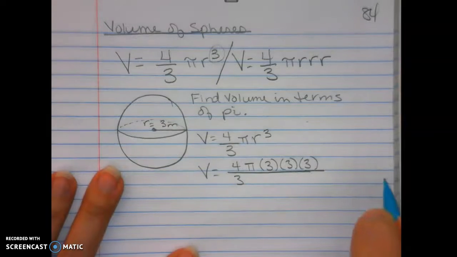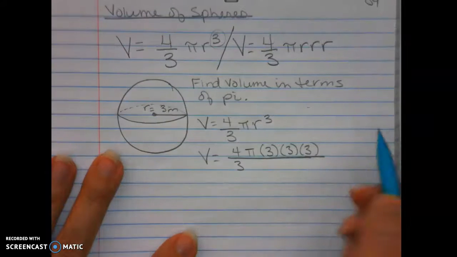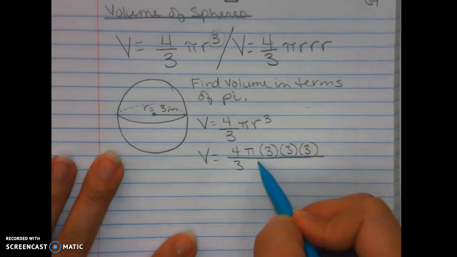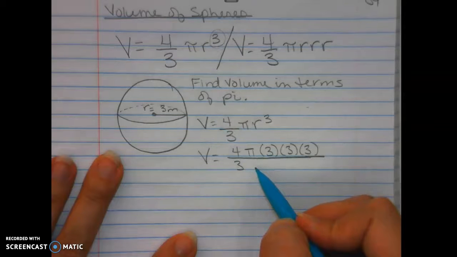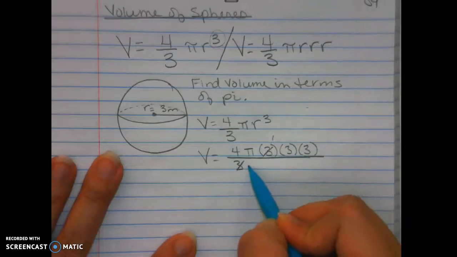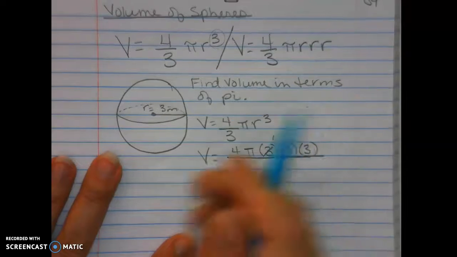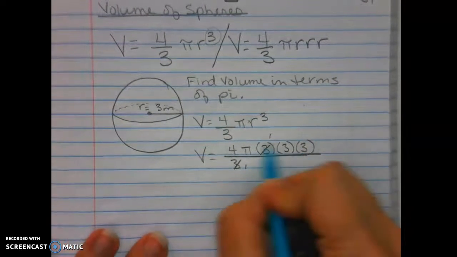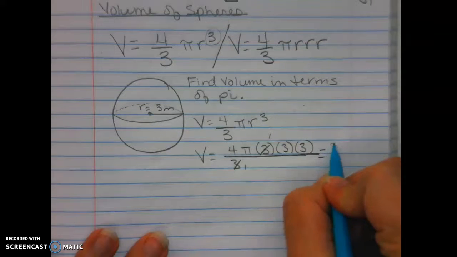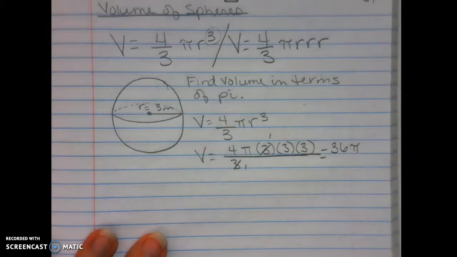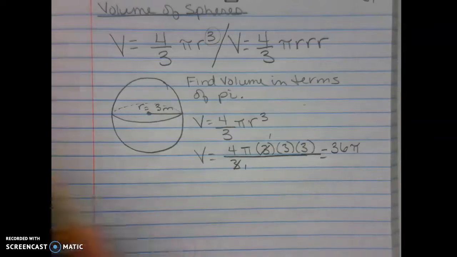Now, there's a couple of ways you can do this. Of course, you can use your calculator. But if you realize that you're multiplying by 3 and dividing by 3, when we were in 6th grade, we talked about cross-reducing. So this actually would become a 1. So really, we're just doing 4 times 3 times 3. 3 times 3 is 9. 9 times 4, this would be 36 pi.